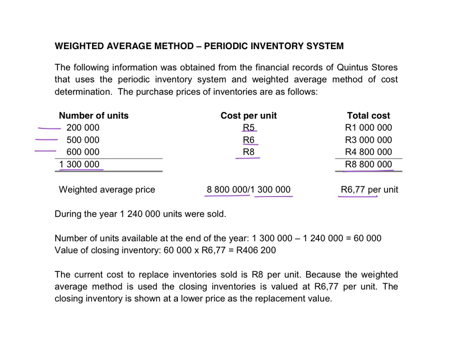If we want to know what was the cost price of the goods that were sold, then we can say the total number that was sold during the year was 1.24 million units. So if we multiply that with R6.77, we will work out what is the cost of all the units that were sold. The number of units available at the end of the year is the 1.3 million that we purchased, less the 1.24 million that we sold. So the number of units available at the end of the year is 60,000.